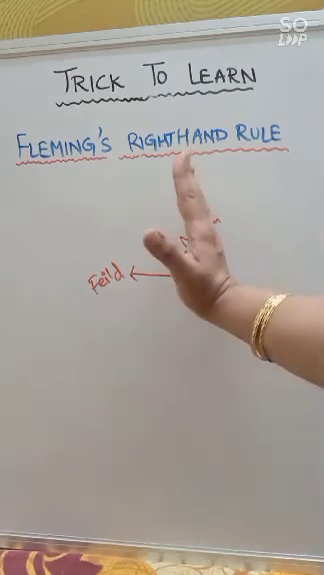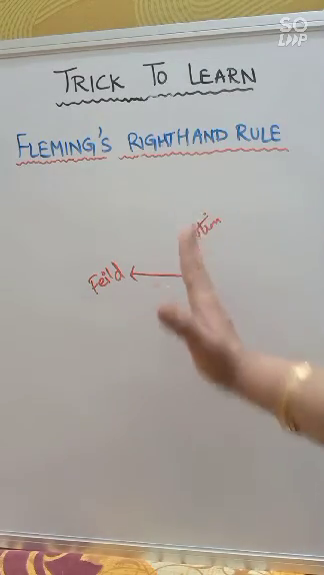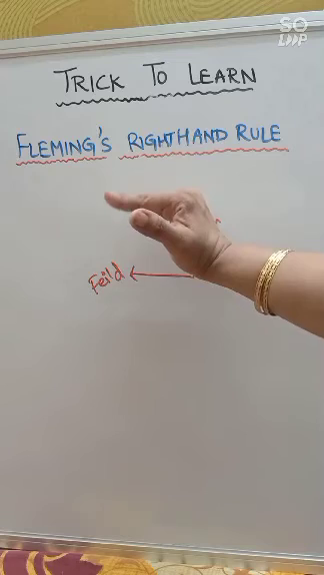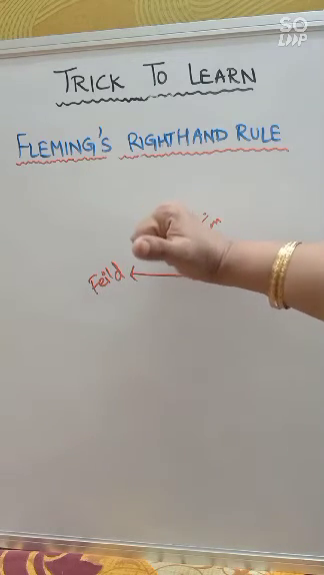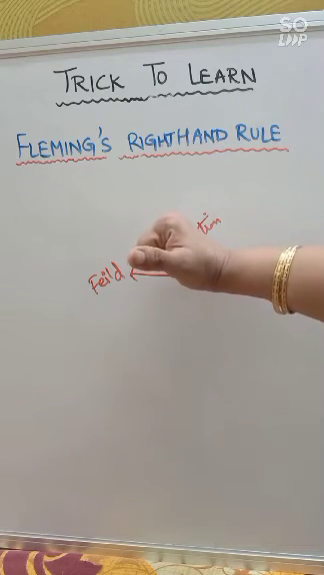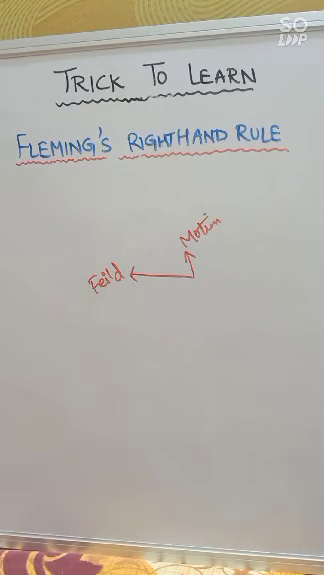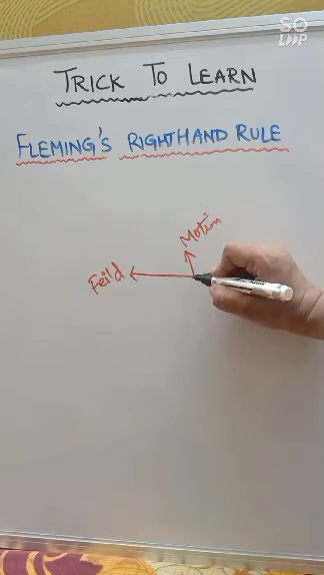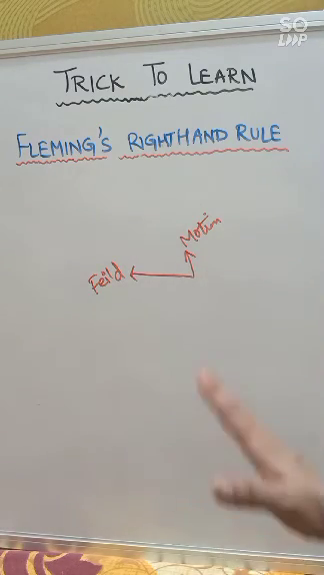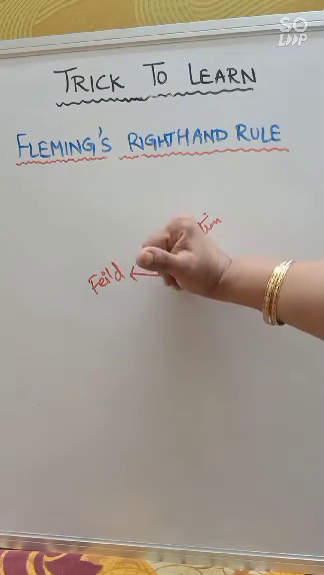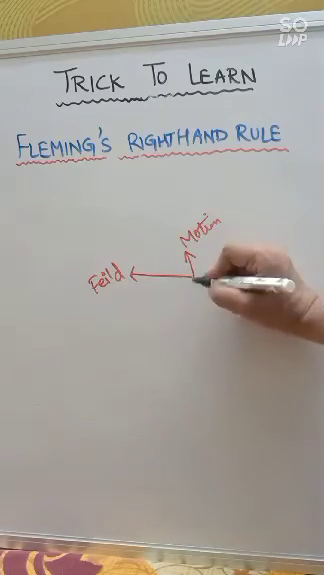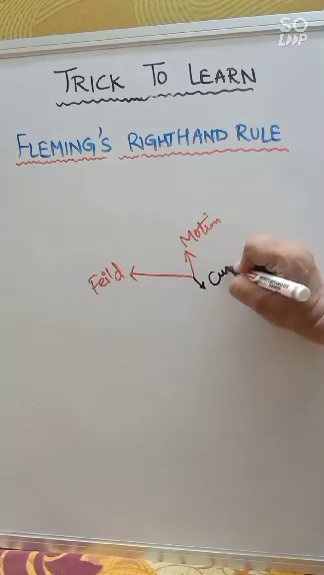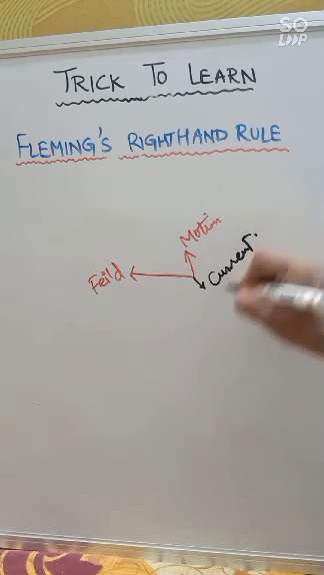Again, the fingers are going to point towards the motion, curl towards the field, and the thumb is going to give you the direction of induced current. So I hope you have understood how this can be applied. Such types of tricks can be applied to learn complicated things. So, as I told you, motion towards field, and it's going to point outward, right? So this is going to be the direction of induced current.